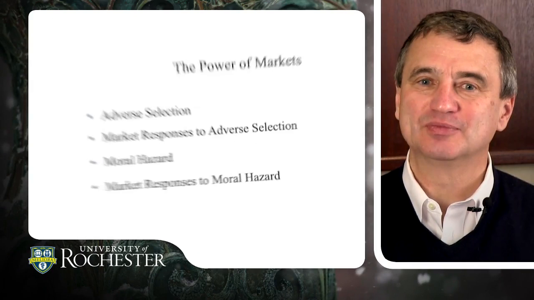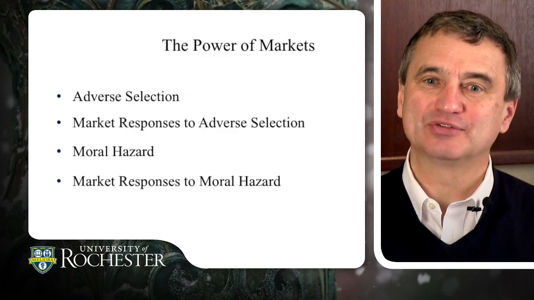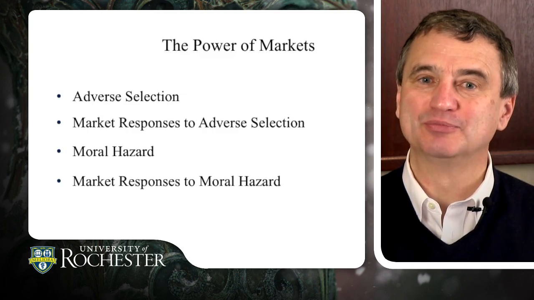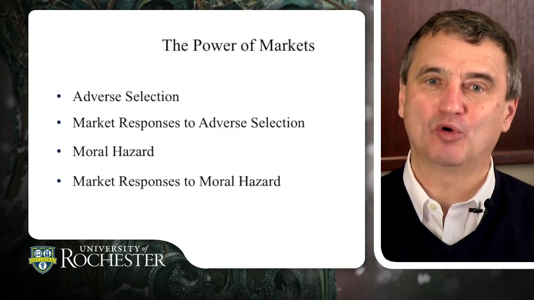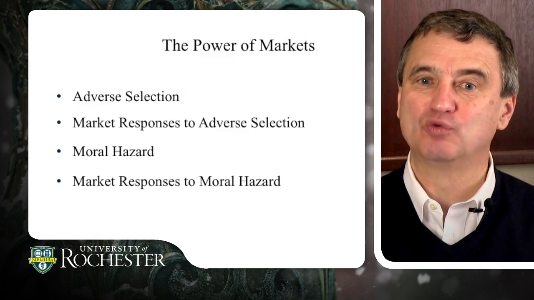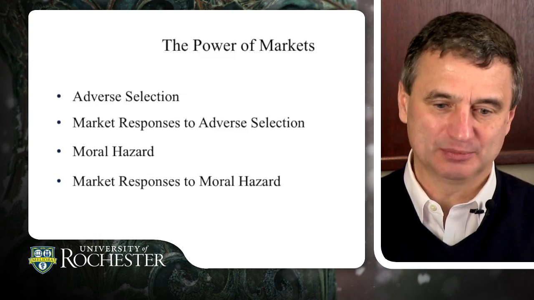Today, in this session, we'll look at problems where buyers have more information than sellers. In particular, the problems that emerge of adverse selection and moral hazard. We'll cover some examples as well as market forces that can at least partially mitigate some of these market imperfections.